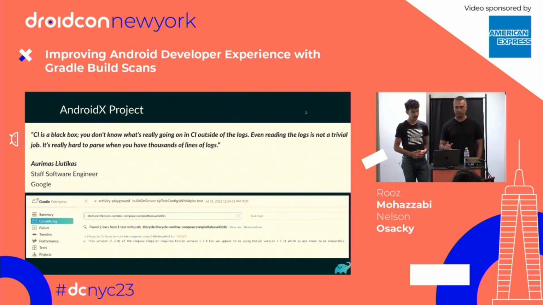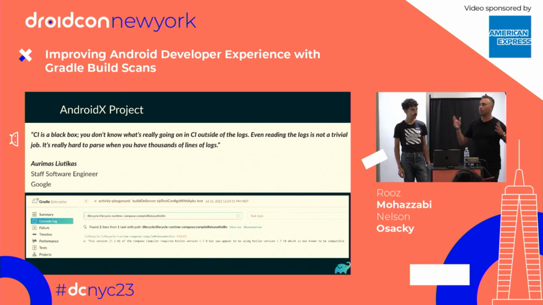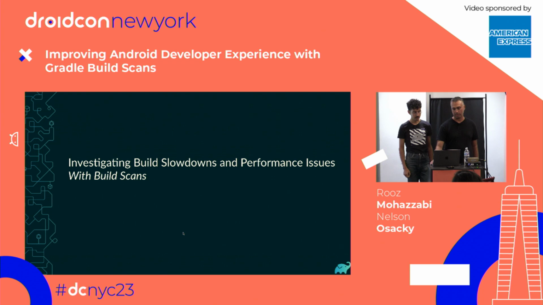Another quote from Armis on the AndroidX team. His favorite use case is that CI is a black box. They're using GitHub Actions, and going from those logs to the build scan to find out that failure detail. That was the example we showed earlier. That's one of his favorite things.